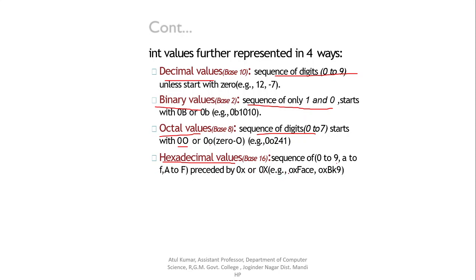So any literal that starts with 0x is a hexadecimal value, or any literal that starts with 0o is an octal value, or any literal that has only two values, that is 0 and 1, and starts with 0b or 0 capital B, that is a binary value.